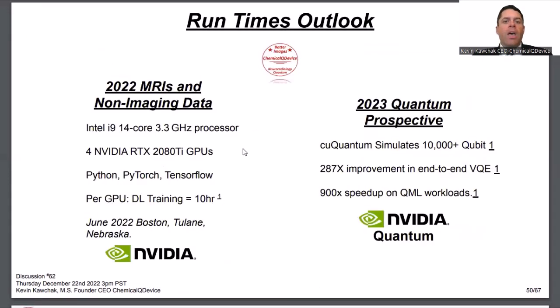With QML, one of the things I want to take a look at is runtime. So for one of these papers, the Boston, Tulane, Nebraska paper, they used a really good i9 14 core, 3 gigahertz processor, 4 NVIDIA RTX 2080 GPUs, Python, PyTorch, TensorFlow. And keep in mind, a lot of these things for quantum are somewhat similar, especially between those three. Per GPU, the issue is it takes 10 hours to do a specific training. So if you could do 4 of those at the same time, you have 4 done in 10 hours.